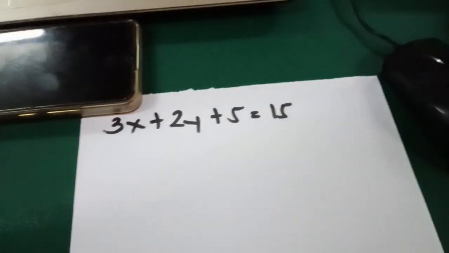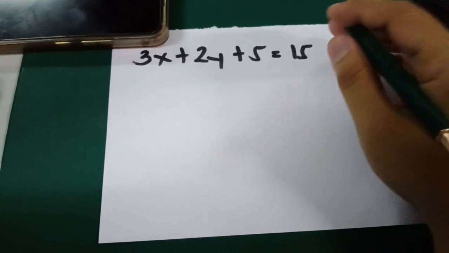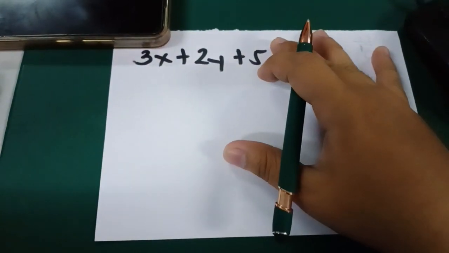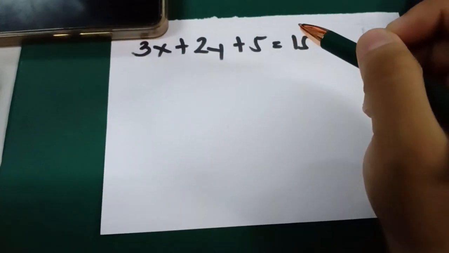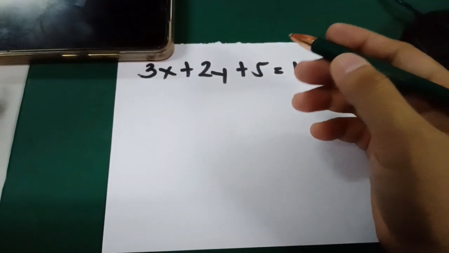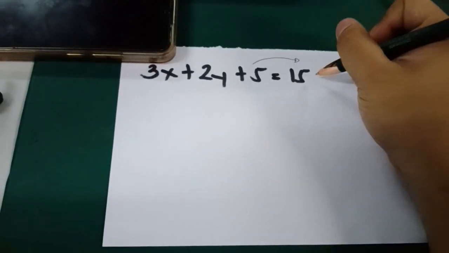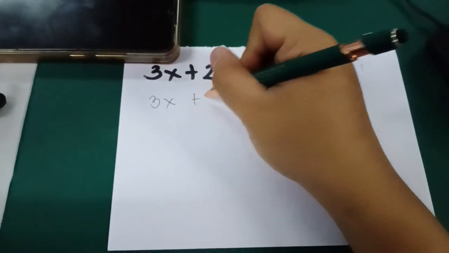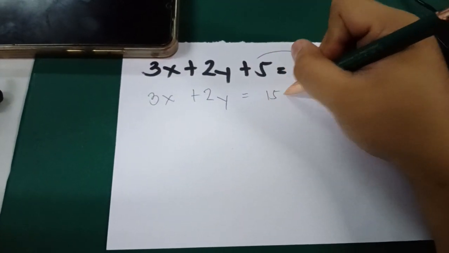And so yesterday I made a bit of a mistake on computing variables or equations with two variables. So let me correct it. So we have here an example: 3x plus 2y plus 5 is equal to 15. Primarily we have to transpose our 5, we move it over here. So it becomes 3x plus 2y is equal to 15 minus 5.